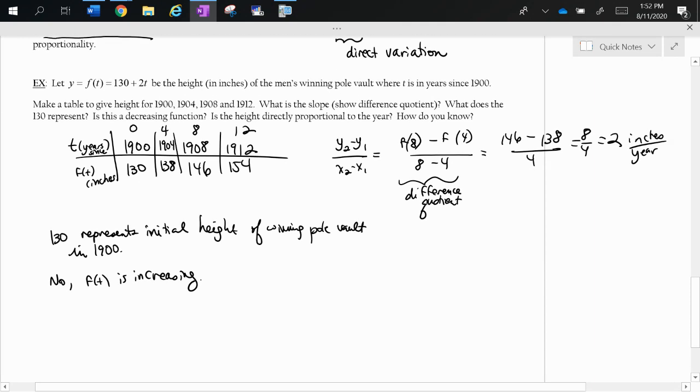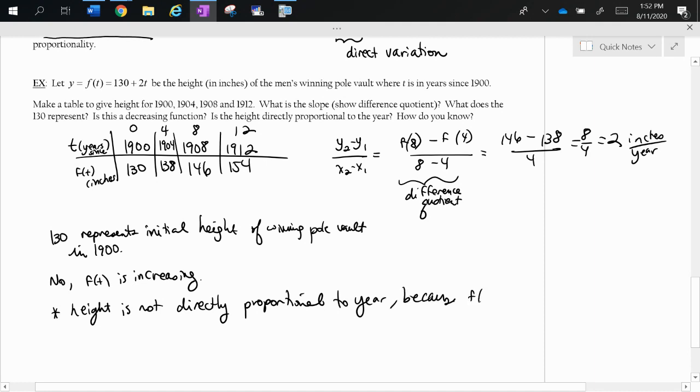And the last question is the height directly proportional to the year? How do you know? So we're going to say the height is not directly proportional to the year because f of t is equal to 2t plus 130. And if the height was directly proportional to the year, then it would just be f of t is equal to 2 times t. Y is equal to kx.